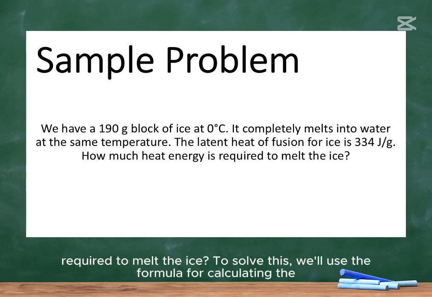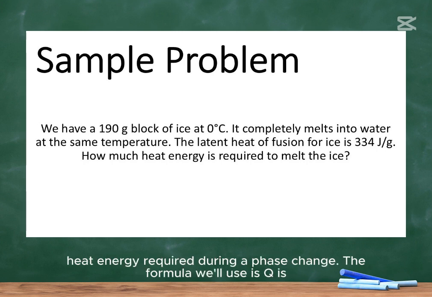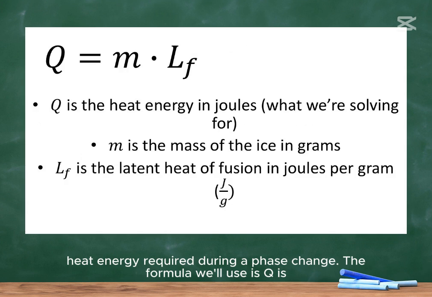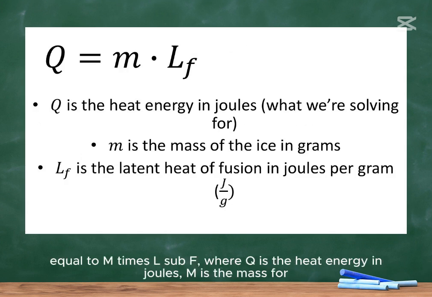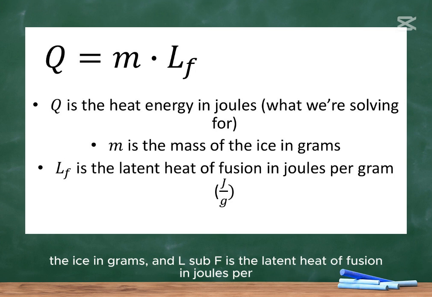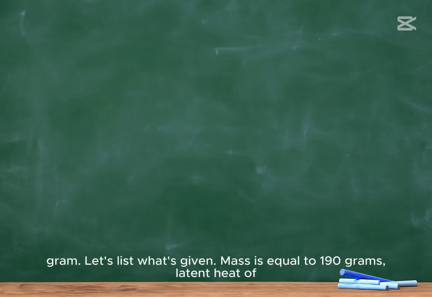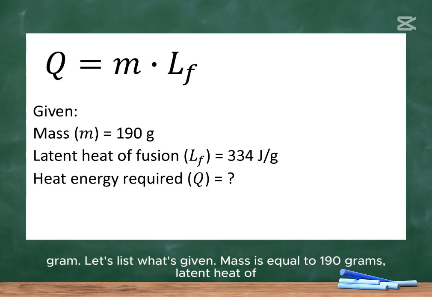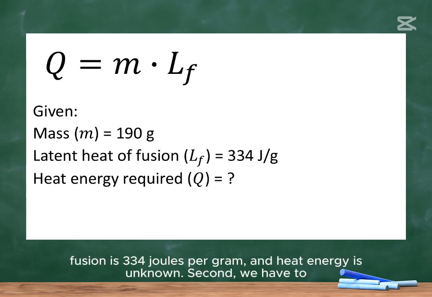To solve this, we'll use the formula for calculating the heat energy required during a phase change. The formula we'll use is Q = m × L_f, where Q is the heat energy in joules, m is the mass of the ice in grams, and L_f is the latent heat of fusion in joules per gram. Let's list what's given. Mass is equal to 190 grams, latent heat of fusion is 334 joules per gram, and heat energy is unknown.